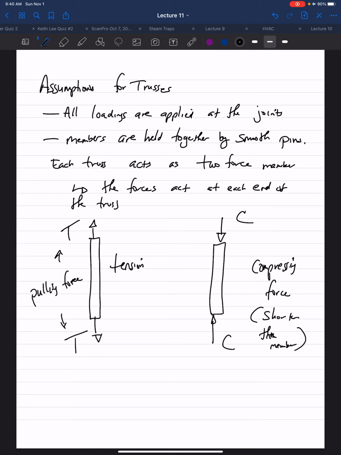So tension versus compression, represented by T and C. In our problem solving coming up, a lot of the problems will ask us, once we solve for the forces in the members, to state whether the member is in tension or compression. If the force is tending to pull or elongate the member, it is tension. If it's tending to compress or shorten the member, it is under compression.